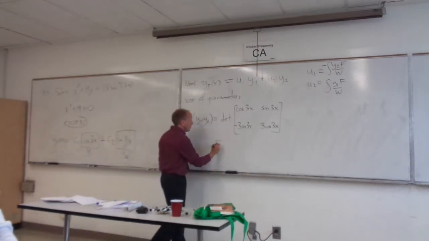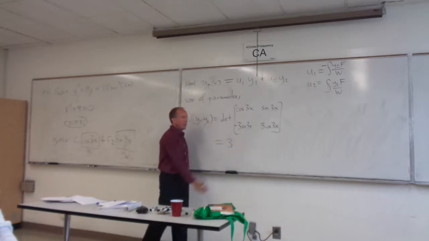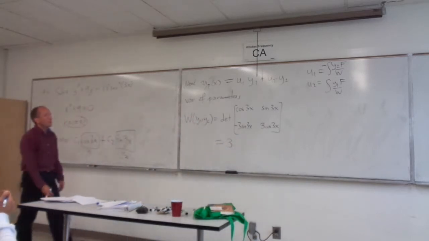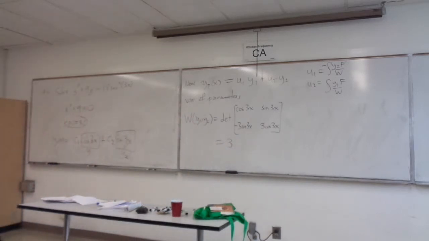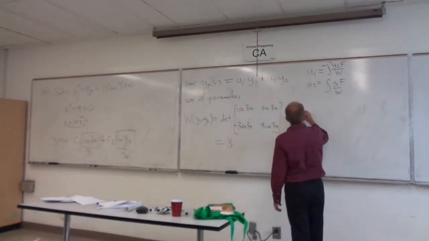Alright, so what is this determinant equal to? 3. Everybody get 3? Should just be 3. Okay, so that's easy enough. So then we just have to go through and work this out.